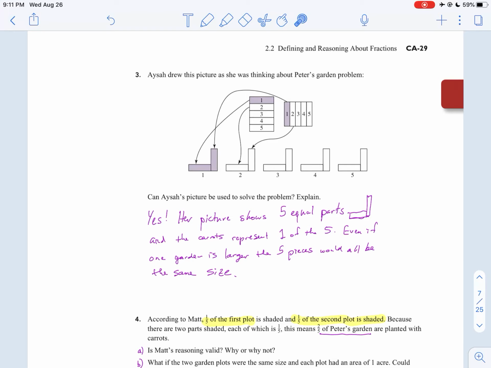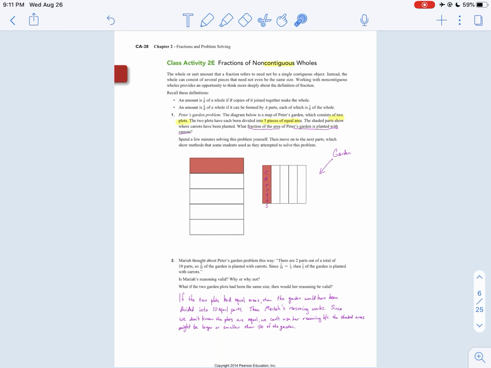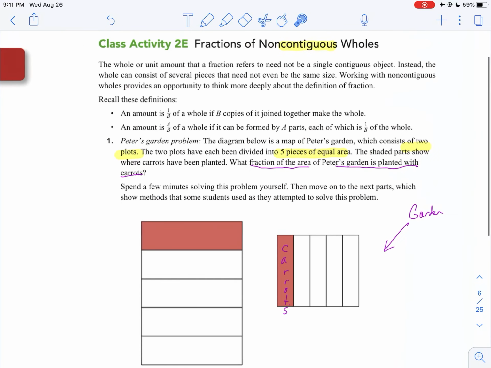It would make these pieces a lot larger, but these pieces would all still stay the same size. And so the way she's thinking about it, her picture shows 5 equal parts, these L shapes, and the carrots are 1 out of the 5. So even if the one garden is bigger, the 5 pieces would all be the same size. So it would still be 1/5 of the garden is shaded in carrots, or planted in carrots. So back to the original question. What fraction of the area of Peter's garden is planted with carrots? The final answer is 1/5.